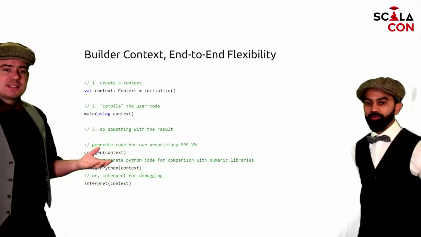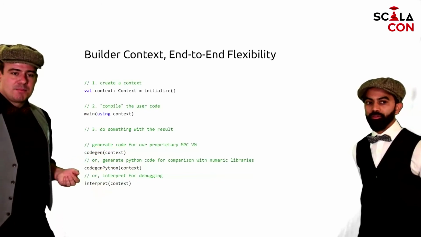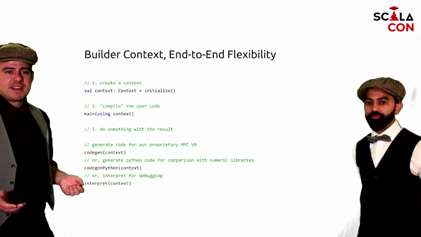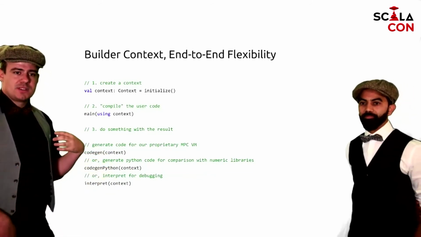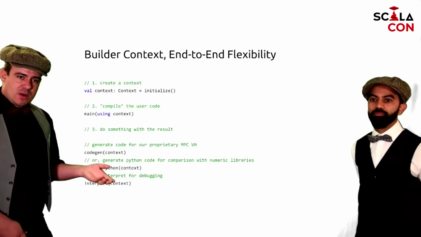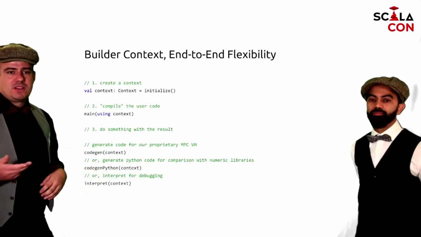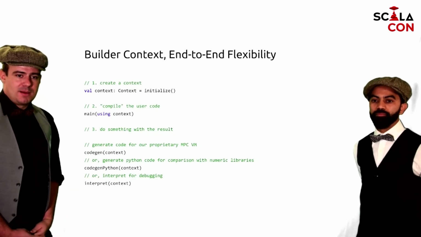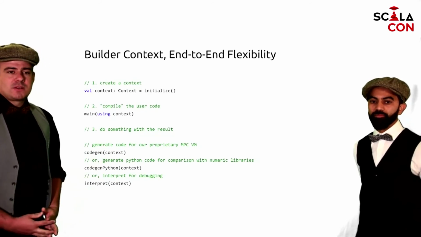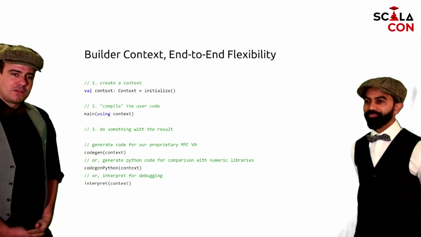Or instead of doing that, we could generate Python code. In fact, we actually do that. So we can compare the precision of our own system versus what the equivalent algorithm would be if it were using primitives in some fairly popular Python number libraries. And finally, we can also just interpret our code for debugging purposes.